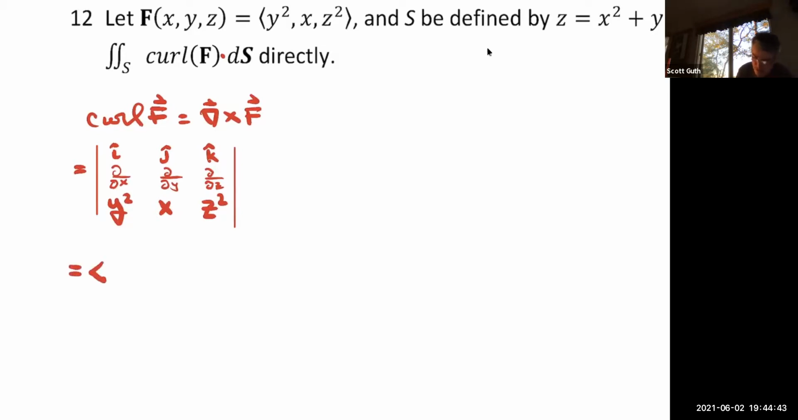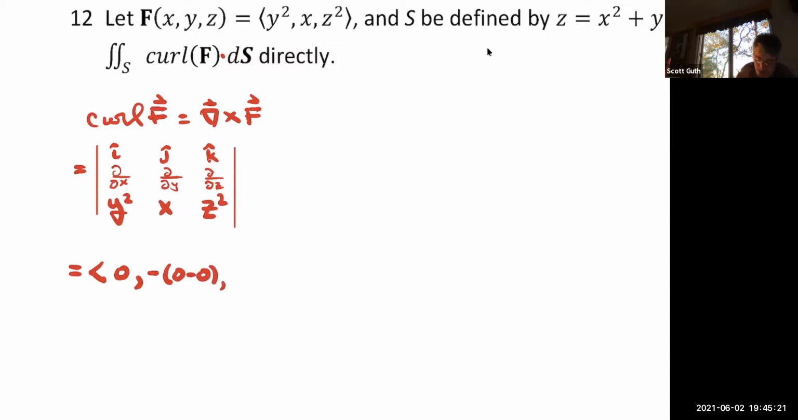For the i hat component, we're going to cross this way. The partial of z squared with respect to y is 0, and the partial of x with respect to z is 0. So the first component is just 0 minus 0, which is 0. Lovely. Now the j component, I'll put the minus sign in front. Once again, we're going this way, and it looks like it's all going to be 0 again. The partial of z squared with respect to x is 0, and the partial of y squared with respect to z is 0. So again, this will be 0 minus 0.